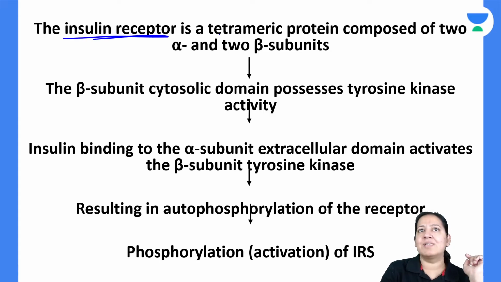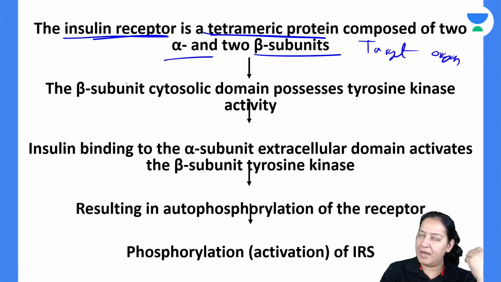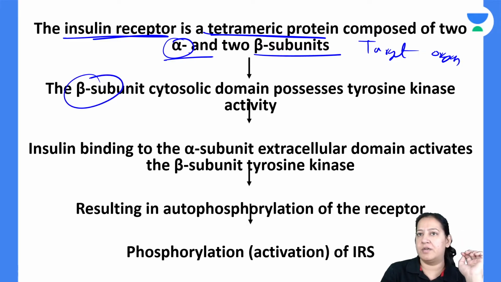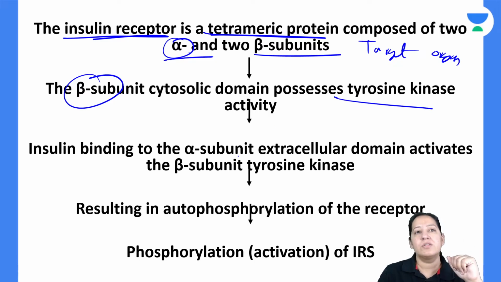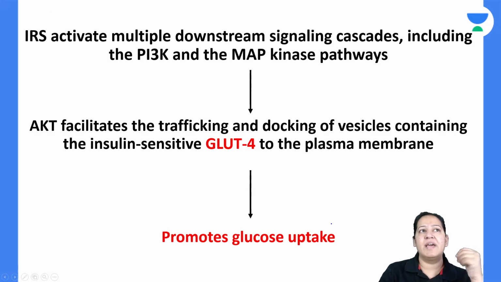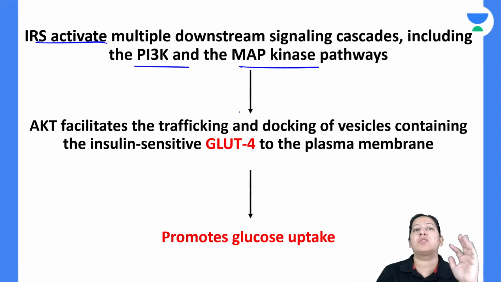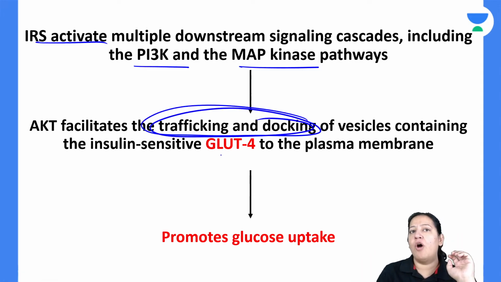The insulin receptor is a tetrameric receptor having two alpha units and two beta units, present on target organs, right? Once insulin binds with the alpha unit, it will stimulate the beta unit, which has tyrosine kinase activity. This causes autophosphorylation of the receptor and stimulation of IRS, IRS 1, 2, 3, 4, 5. The PI3K and MAP pathways will be activated. All these pathways will do the transportation of GLUT4 from the vesicle to the plasma membrane.